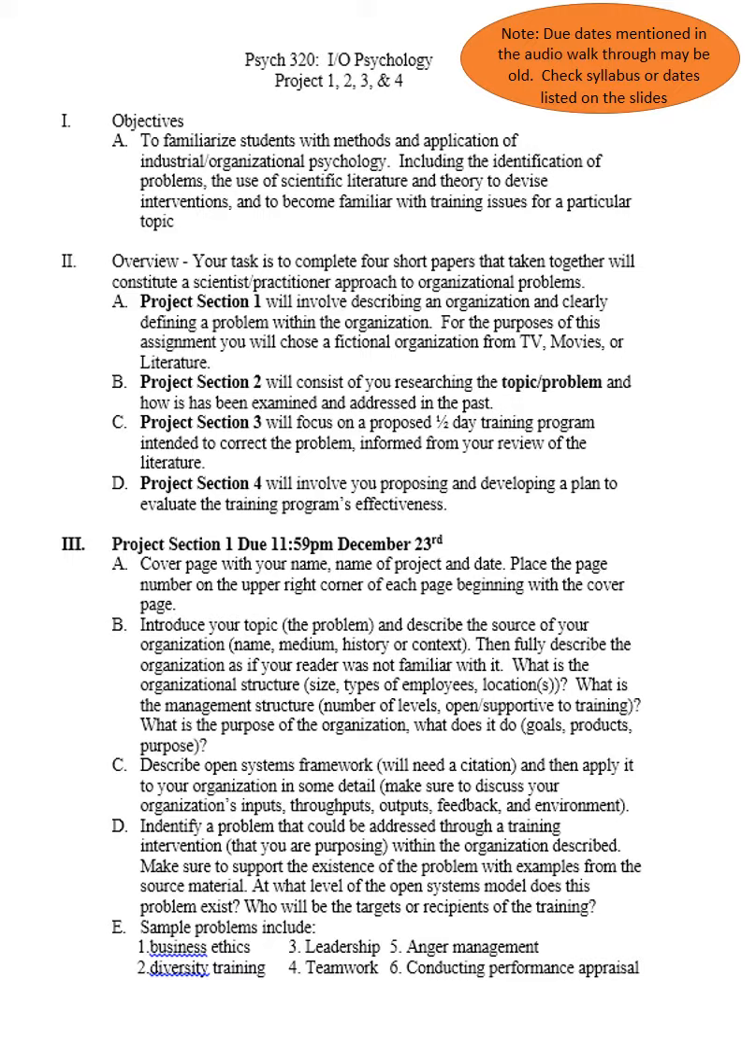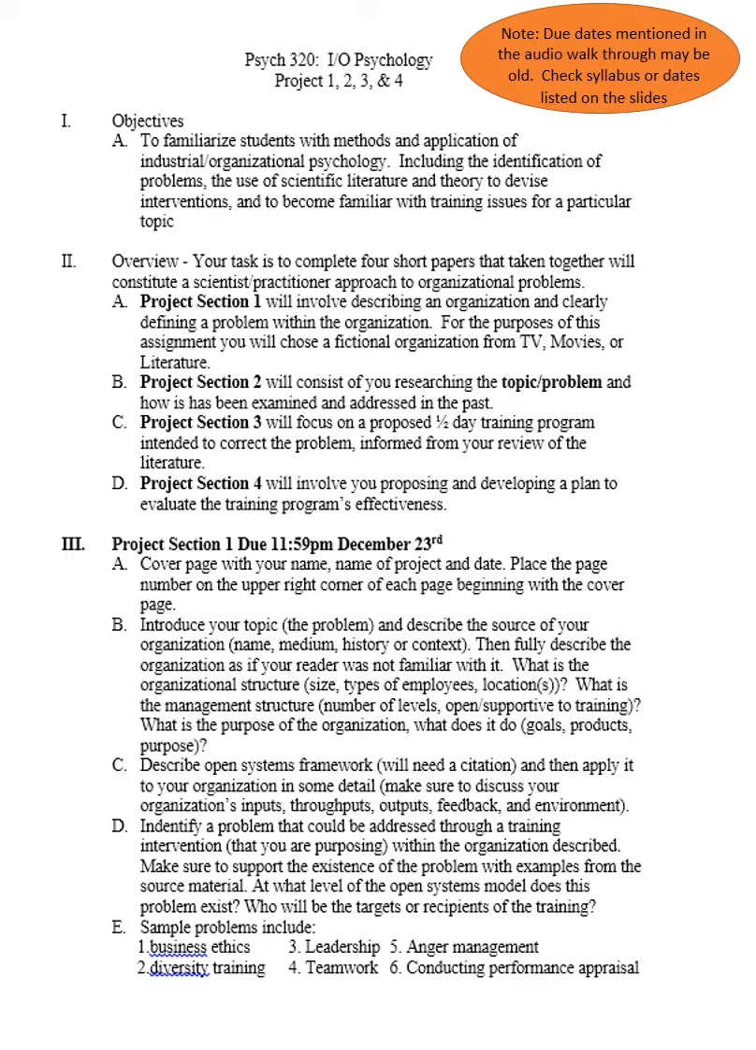You want to discuss the organization from an open systems framework. So this is discussed in the first 2 lectures and also within the book. But what are the inputs of the organization? In other words, what does it take in? What's the throughput? So what is the process of it converting those inputs into outputs? What does it produce? How does it gather feedback? And also, what environment does it exist in?